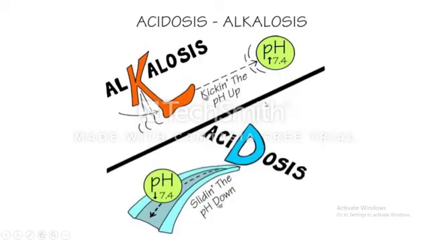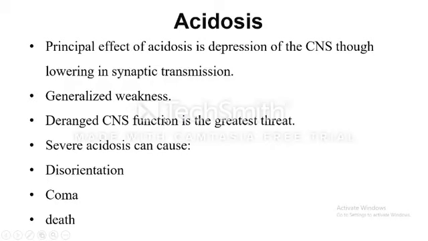So here you see a very good description of alkalosis and acidosis. Alkalosis, K, means kicking up the pH above 7.4, while acidosis, D, means the sliding down pH below 7.4. So this is acidosis and this is alkalosis. Now we will discuss acidosis in detail.